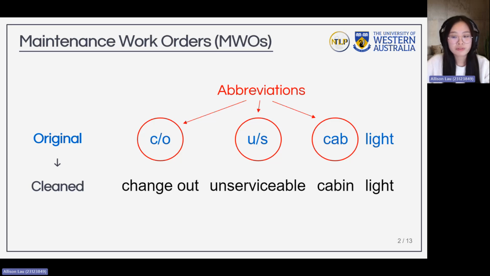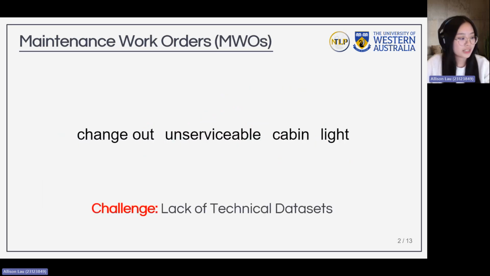But given the important information that they hold, there is commercial interest in training information extraction models to process this data. You may think that this is not a problem since NLP techniques have been advancing recently, but there are several challenges in processing MWOs. This is mainly because they are so technical, and standard NLP techniques are not made to handle technical text like this. But training models from scratch requires a lot of training data, and in this domain, this is where we face the problem of a lack of technical datasets.